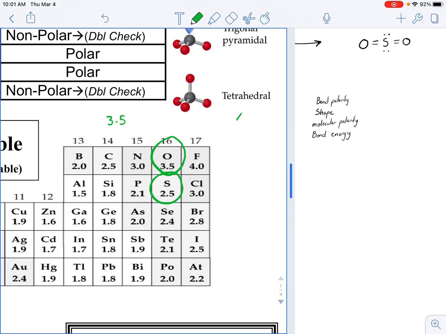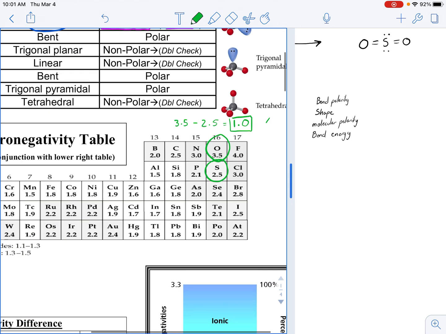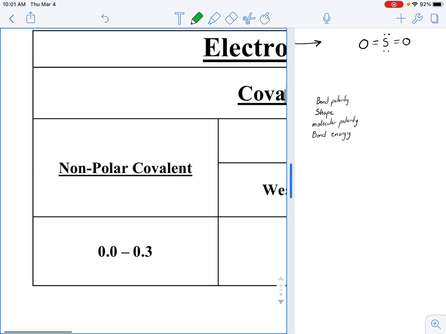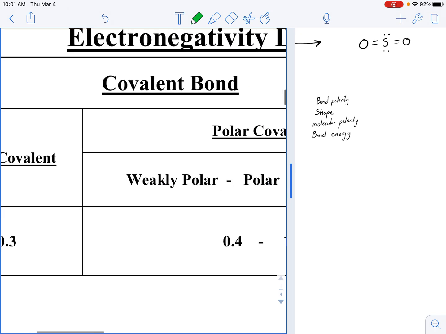Oxygen is 3.5, sulfur is 2.5. The difference here is 1.0. That's the difference between those two. So oxygen's clearly pulling harder on this than the sulfur is. How much harder? Let's see if it's going to fall in the polar covalent or non-polar covalent. Non-polar covalent is 0.0 to 0.3, so it's not that one.